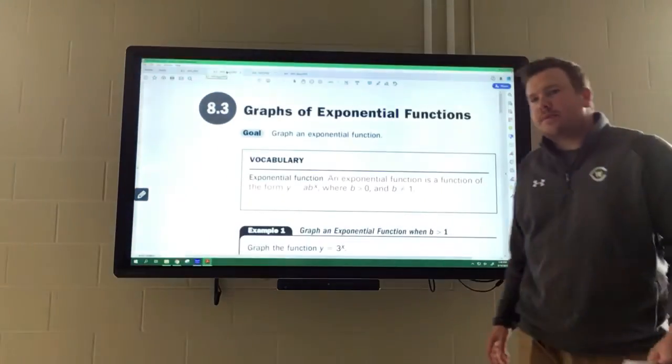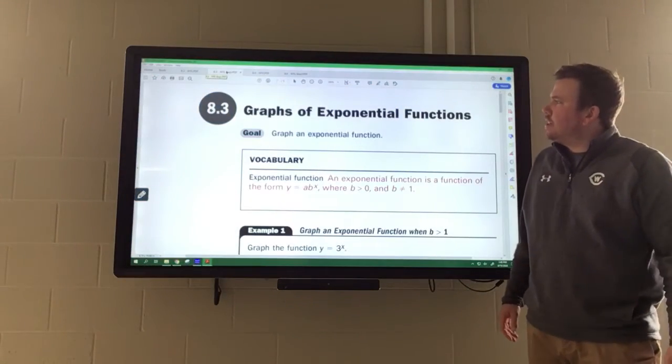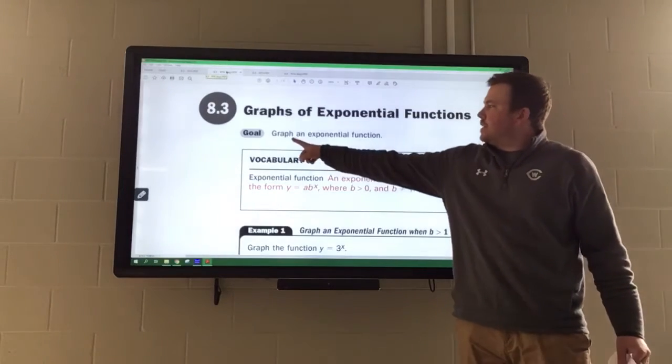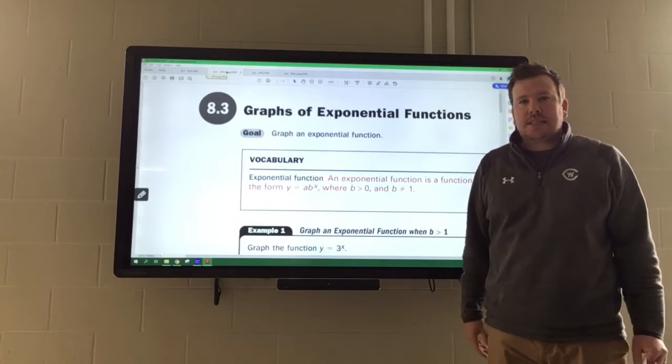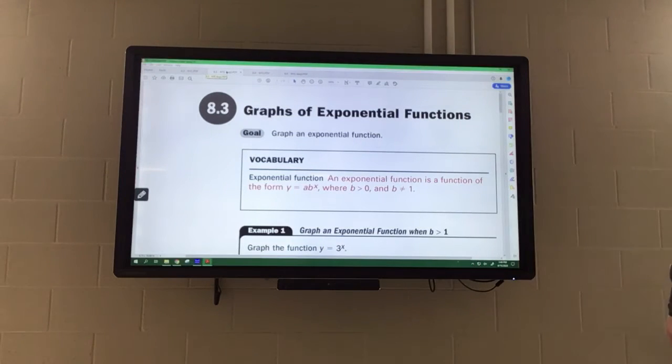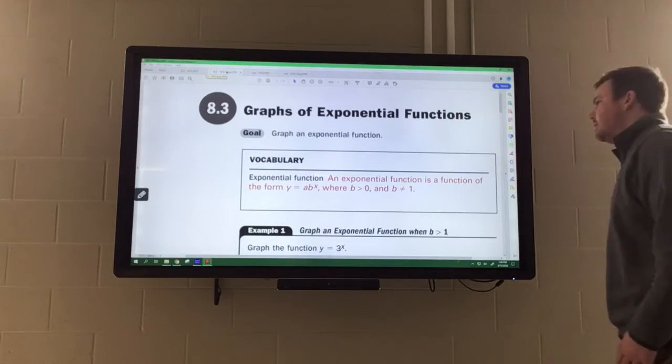Hello class, today we're going to talk about section 8.3, graphs of exponential functions. Our learning target today is to be able to graph an exponential function. That's what we'll be able to do by the end of today. First thing we want to do is define an exponential function.